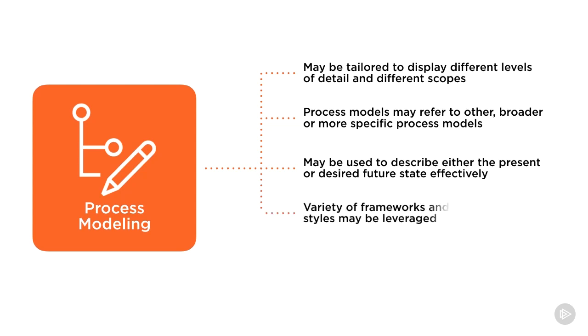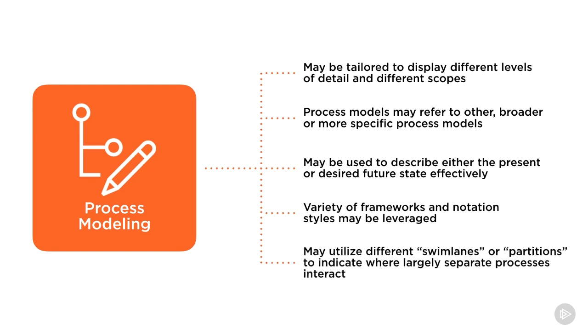A variety of different frameworks and notation styles may be leveraged for process modeling, many of which are specific to individual types of work or specific industries. While we'll show some general examples in this course of how process models work, the precise notation you might rely on, such as the shapes, types of arrows, and other notation that might be used to display how various activities interrelate to one another, may vary based on the type of work that you undertake. One example of the variations you could see here would be the use of different swim lanes or partitions that indicate where largely separate processes interact.